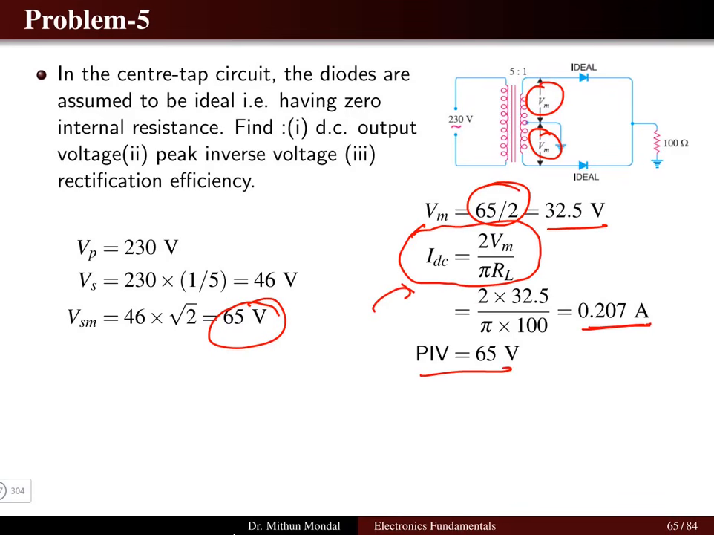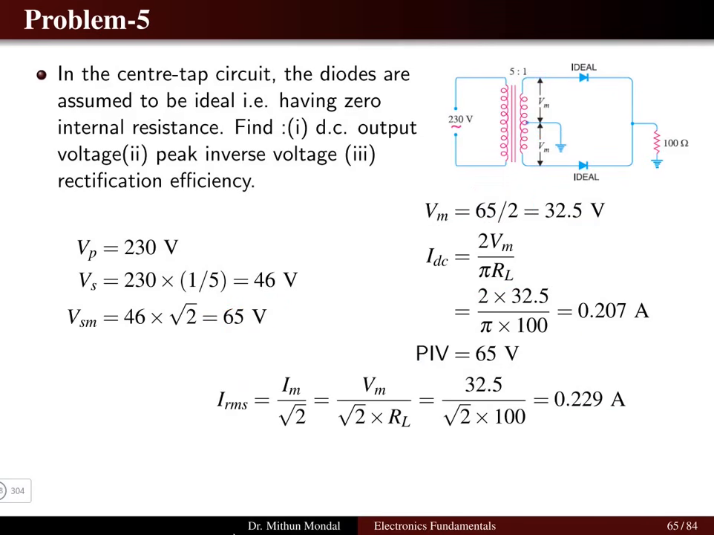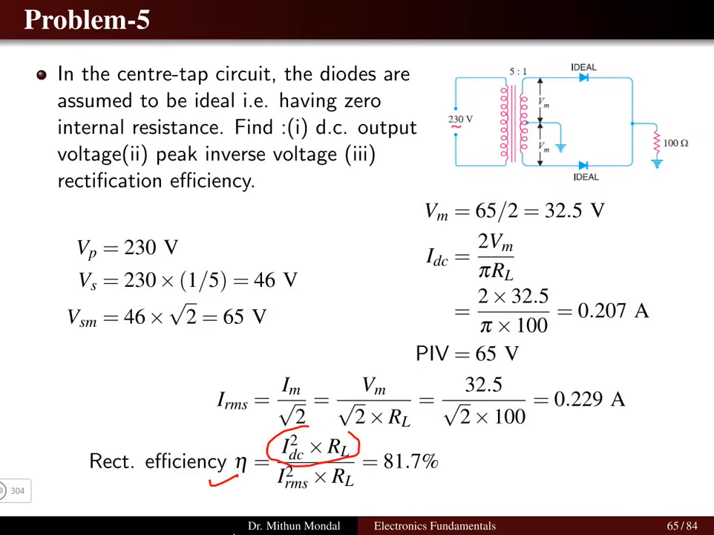Peak inverse voltage is nothing but the total secondary voltage whatever we have. So that is 65 volt in this particular case. Now IRMS is Im by root 2, which we can write Vm by root 2 into RL, that is 0.229 amps. And the rectification efficiency is output power, IDC whole square into RL, by input power, IRMS square into RL, which comes to be 81.7%. Note here again that this is close to 82%, and we know that for a full wave rectifier the maximum efficiency is close to 82%, which is quite true for this case.